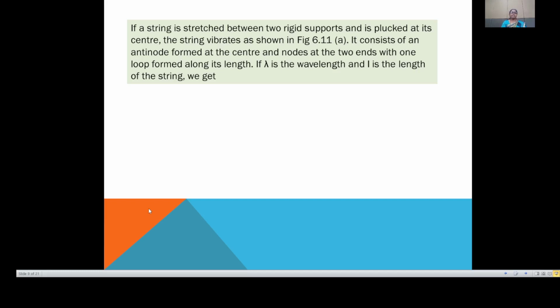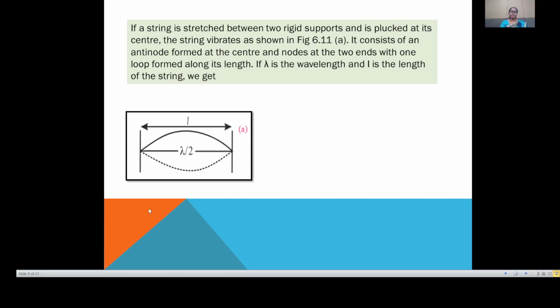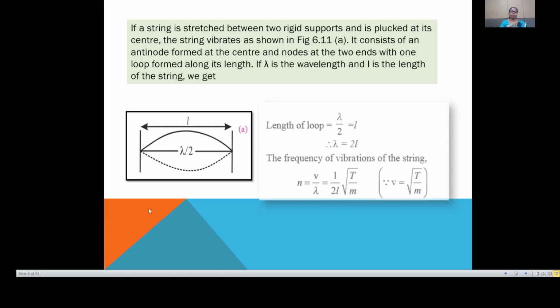Next, if the string is stretched between two rigid supports and pulled at its center, the string vibrates as shown in figure A. It consists of an antinode formed at the center and nodes at the two ends, with one loop formed along its length. If lambda is the wavelength and L is the length of the string, we get this figure for the first mode.